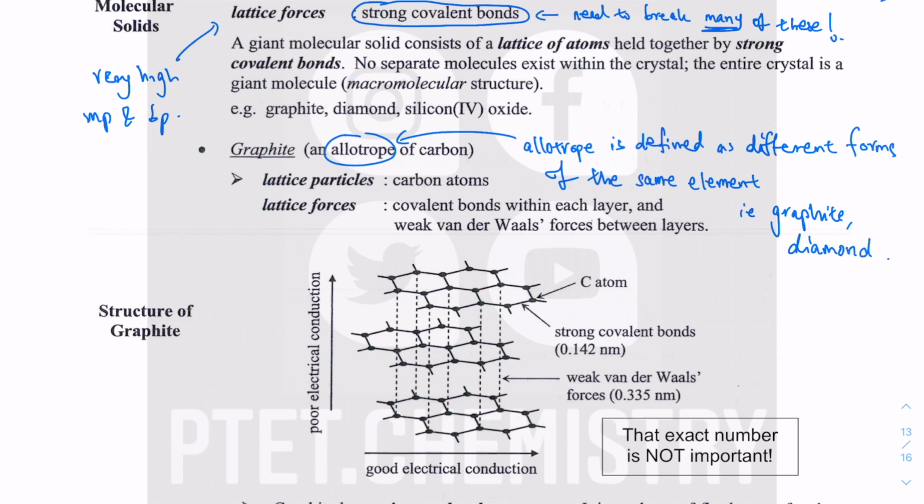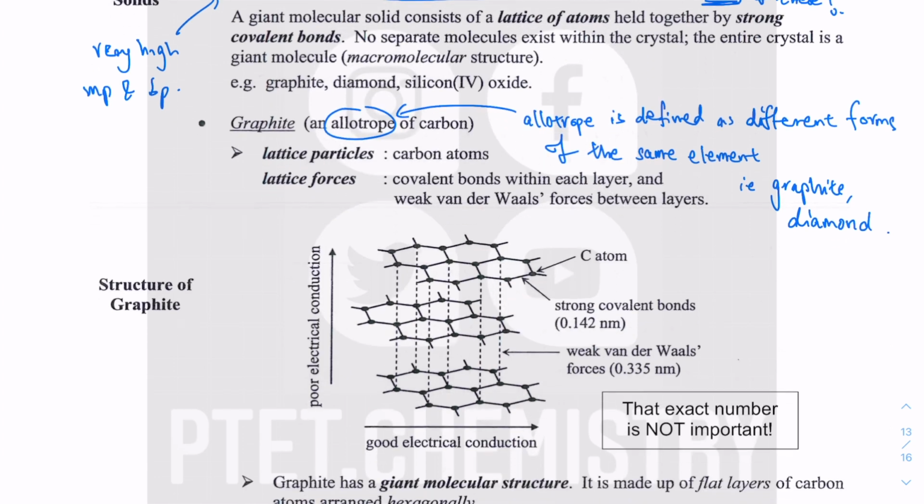They are both elements because they only contain one type of atom, which is the carbon atom. Diamond also contains one type of atom, which is carbon atoms. That's why the lattice particle is carbon atoms. What is shown here is a simple representation of the carbon atom being bonded to 1, 2, 3 other carbon atoms. So each carbon atom in graphite is bonded to 1, 2, 3. Here is 1, 2, 3.